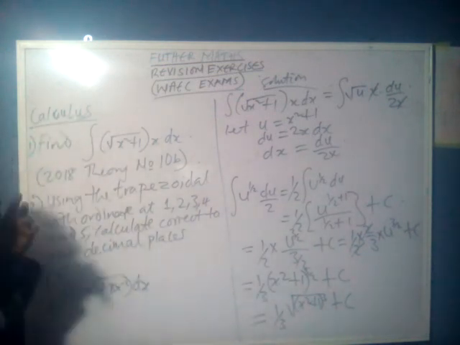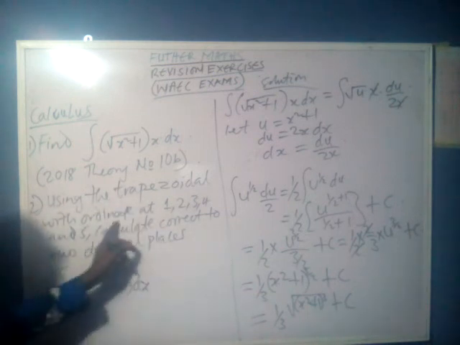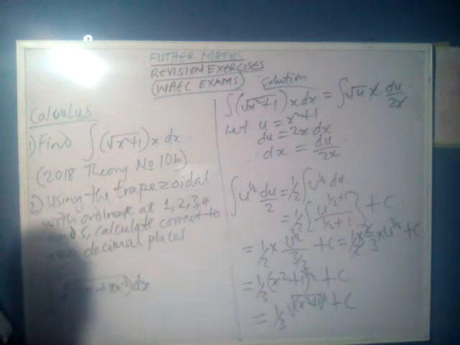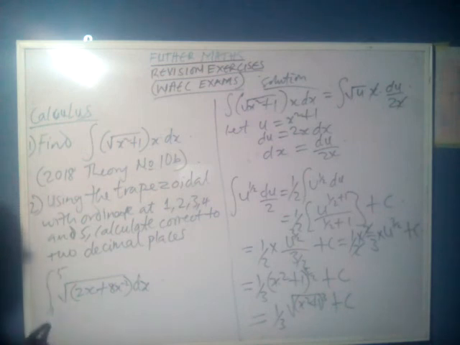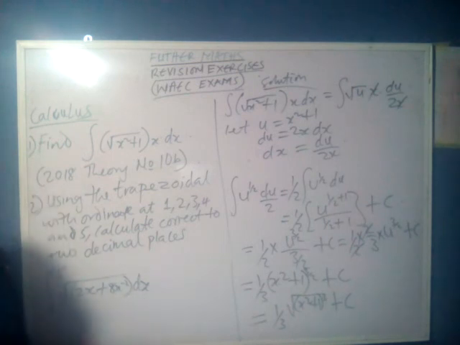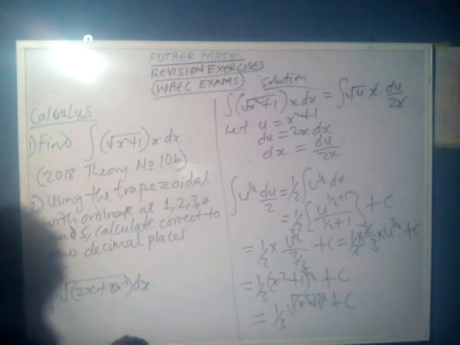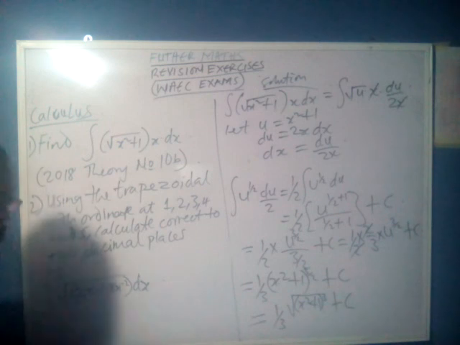The second question is about the trapezoidal rule. It says using the trapezoidal rule with ordinates at 1, 2, 3, 4, and 5, calculate correct to 2 decimal places the integral from 1 to 5 of the square root of 2x plus 8x to the power minus 2 dx. I'm going to leave this question to be done by you. You can try it. In the next video we're going to see the solution to it.